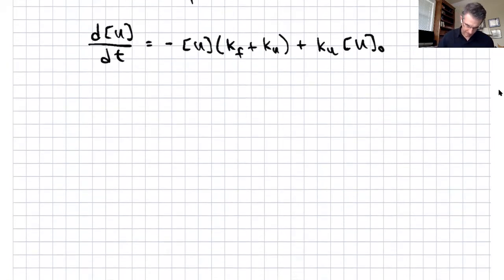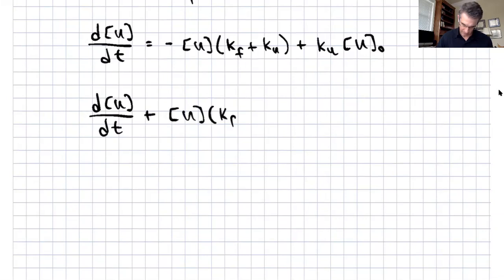So we can say, well, differential equation, so let's put all the terms with respect to our dependent variable here, U, over on one side: concentration of U times Kf plus Ku, and that's just got to equal Ku times the amount of protein we started with. Cool. All right. Now, as you would do when you get to this point, you have to solve. There's our differential equation. That's what we need to solve.